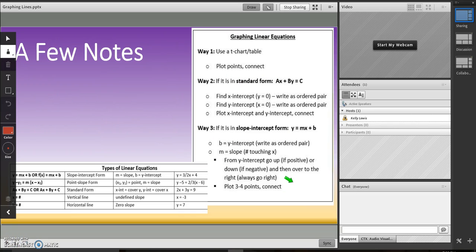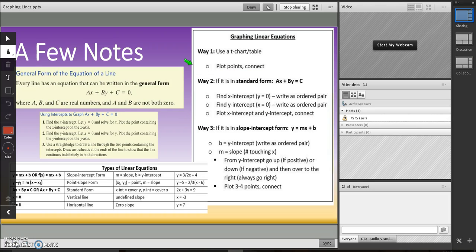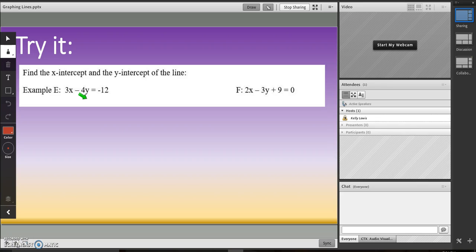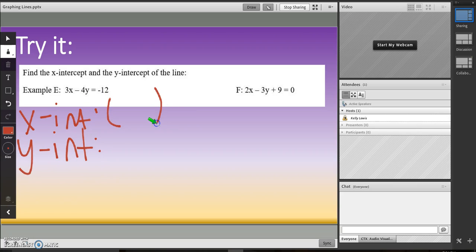All right, a few notes. Now we're going to do standard form. So we're going to find the x-intercept, find the y-intercept, and then connect the two dots. Standard form is when it's a number touching x plus a number touching y equals c, or a number touching x plus a number touching y plus c equals 0. Anytime we have an intercept, x-intercept or y-intercept, we always write an ordered pair.